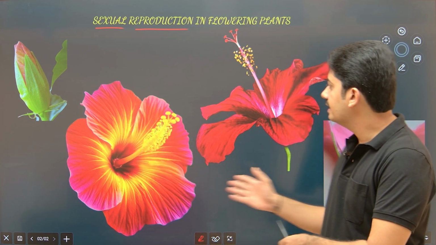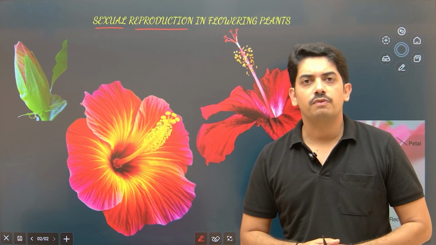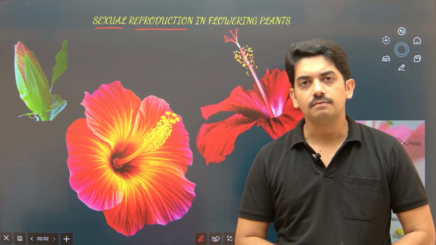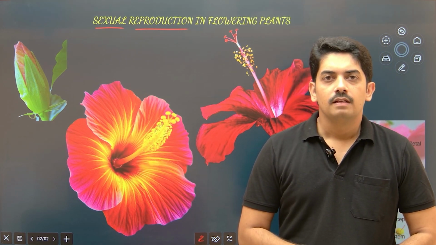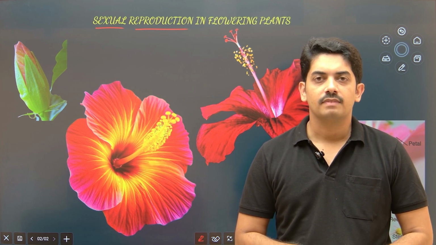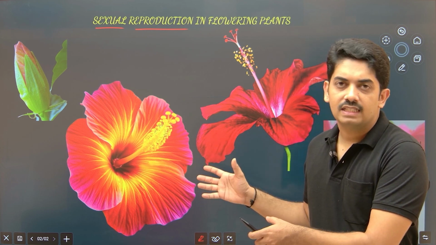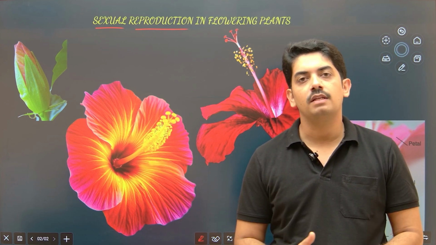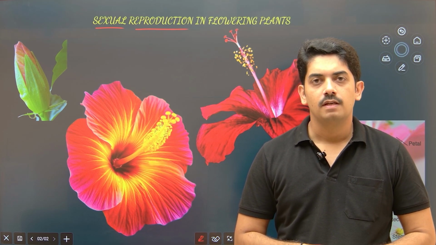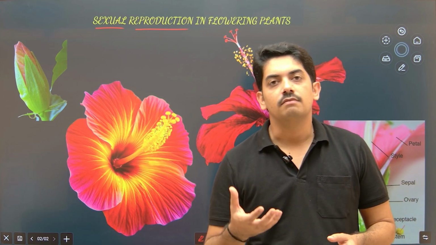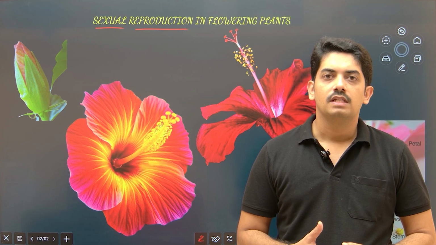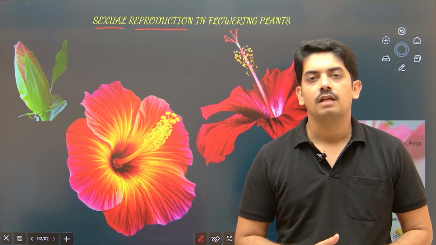Now, when you look at this slide, what do you feel actually? So this is one beautiful hibiscus flower. Now, why are these flowers produced in flowering plants? These flowers are the primary structures which help in sexual mode of reproduction in angiosperms. So what all whorls are present in a flower which help in sexual mode of reproduction?